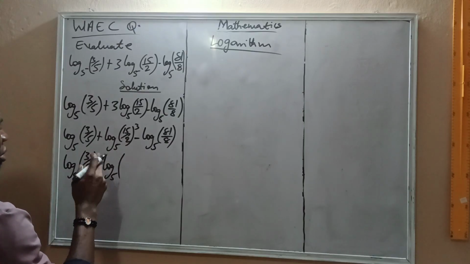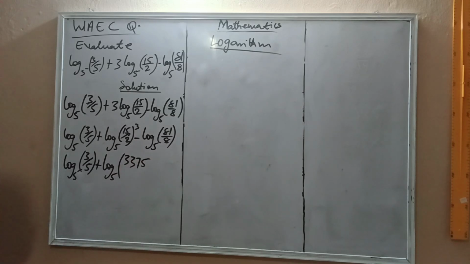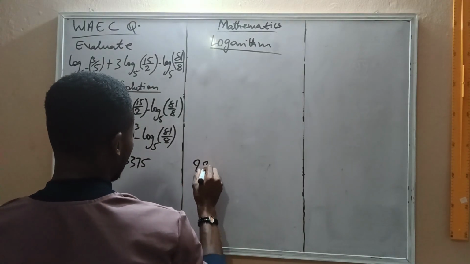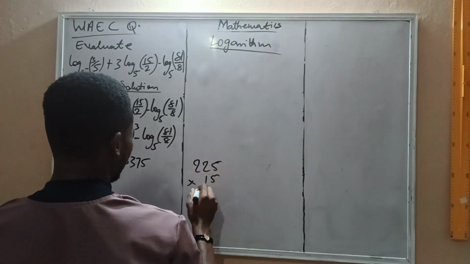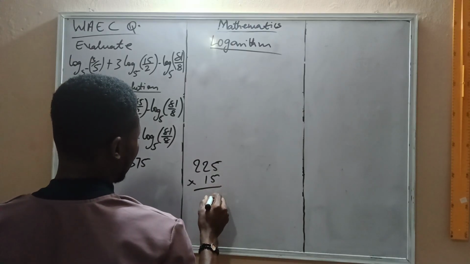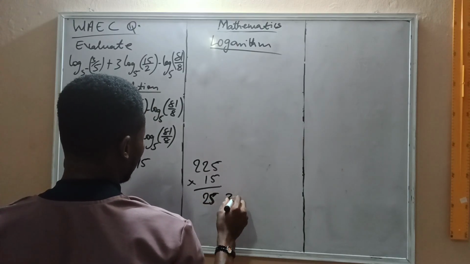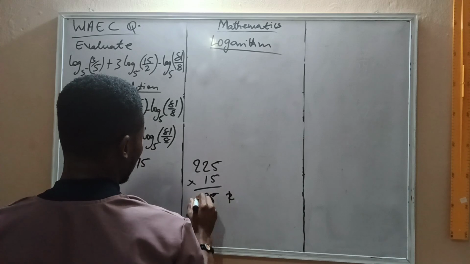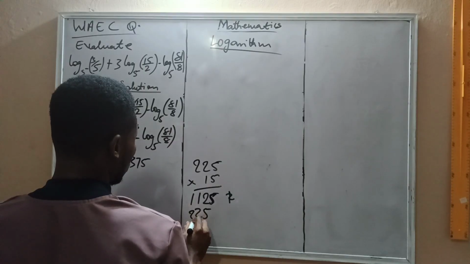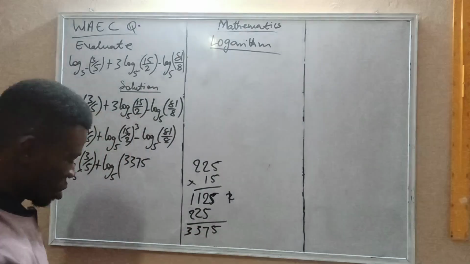15 times 15 times 15 is 3,375. Are we correct? 15 times 15 is 225. 225 times 15: 5 times 5 is 25, write 5, carry 2. 5 and 2, 10, plus 1, 11. 1, 5, 2, 2... 3, 3, 7, 5. Yeah, we are correct.